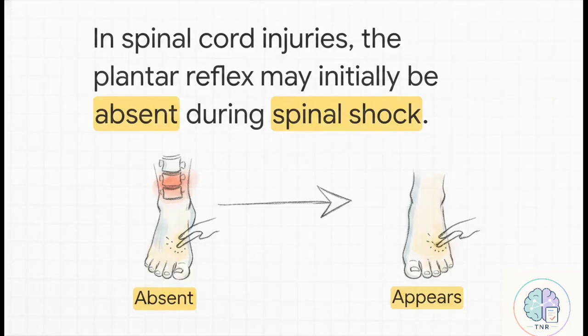But before we move on, I have to point out a massive clinical pearl. In acute spinal cord injuries, you'd probably expect an immediate Babinski sign because of the huge UMN damage, right? Well, actually, the plantar reflex might be completely absent at first. This is due to spinal shock, a temporary phase where literally all reflexes below the level of injury just shut down. It's only after that spinal shock wears off that the classic Babinski sign is finally unmasked.